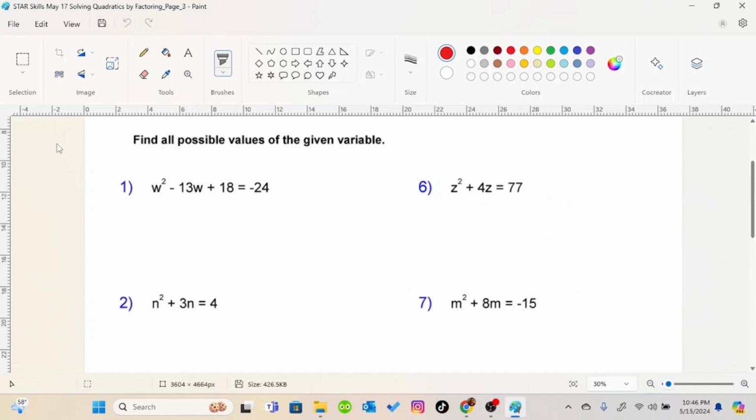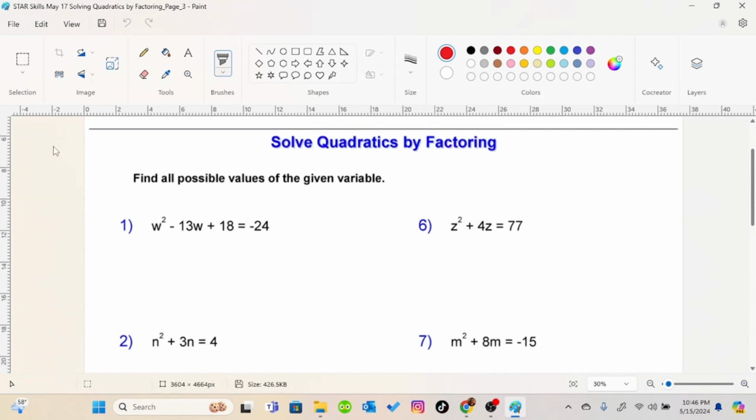And finally, page 3, we are still solving quadratics by factoring, but now we're going to take even one more step in the process. Notice that none of these standard form equations equal 0. The very first thing we need to do is set the standard form equal to 0. Then we can rewrite it in factored form, then set the factors equal to 0 and solve for x.